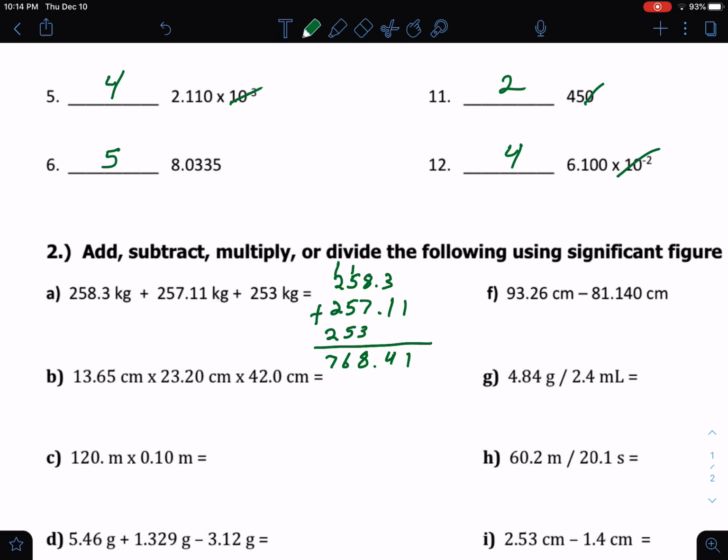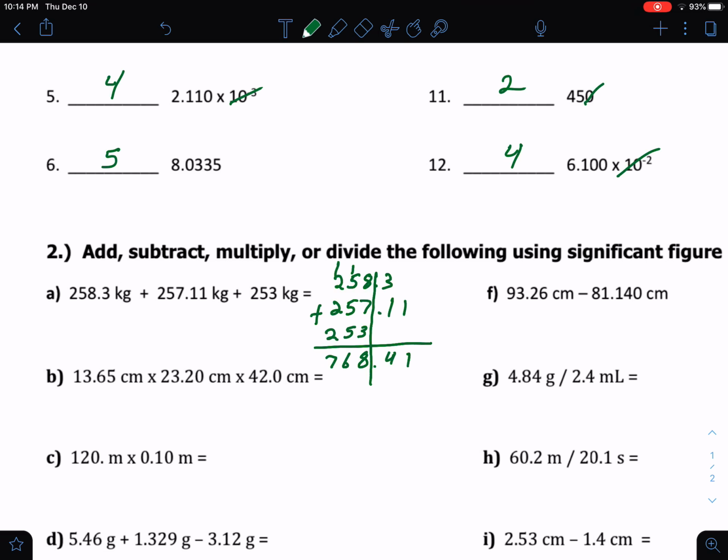258.3 goes to the 10th place. Okay, so that's going to be a little less accurate. And then 253 doesn't even go into the decimal places. So that means I'm going to draw my line just past that 253. I have to stop past my least accurate number.